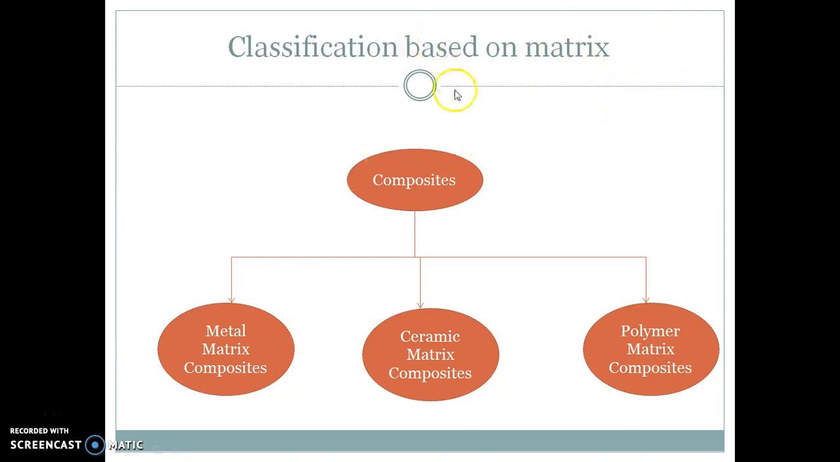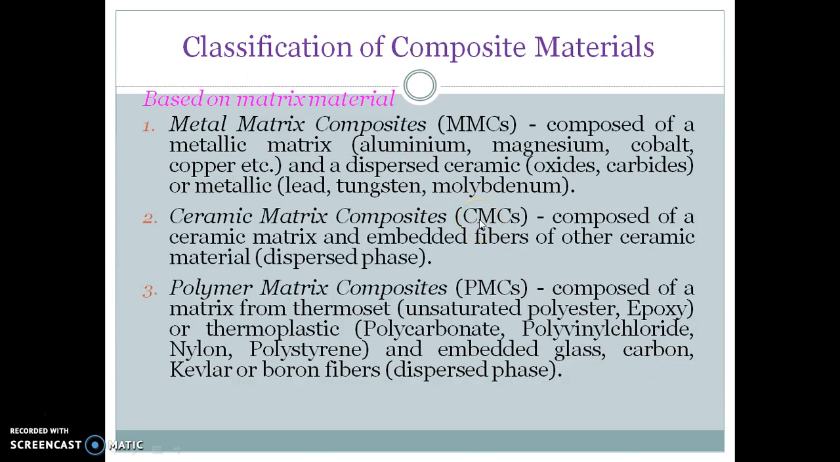So composites are divided into three categories: metal matrix, ceramic matrix, and polymer matrix. What is meant by metal matrix composites? It comprises a metal matrix. The metals are aluminum, magnesium, copper, cobalt, etc., and a dispersed ceramic like oxides, carbides, or metallics like tungsten, lead, molybdenum, etc. Preparation of composites of this type is called metal matrix composites.